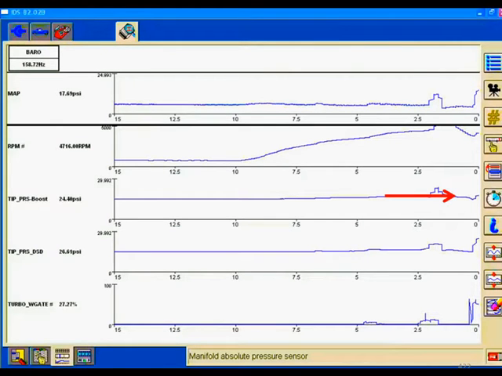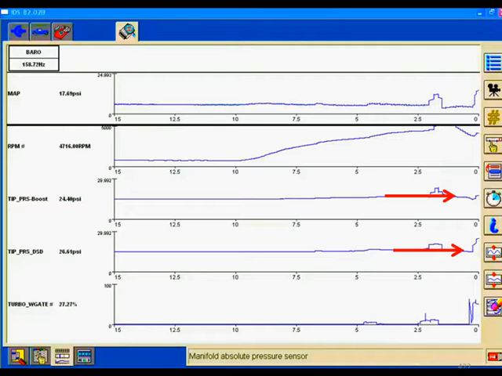So we know we have boost from the turbocharger, and we know that it compares to what the computer thinks it should be. If we look over to the left-hand side, at this given moment, we see 24 psi actual and 26 psi desired. Anytime we have a desired PID, we use it as a specification.